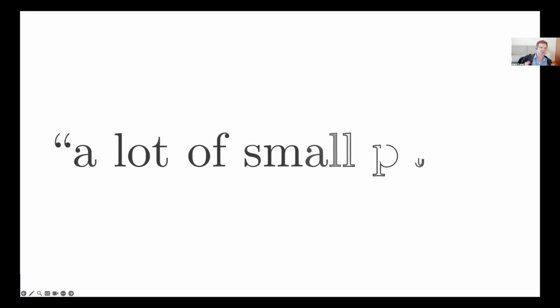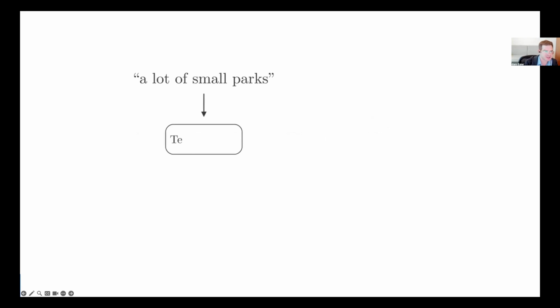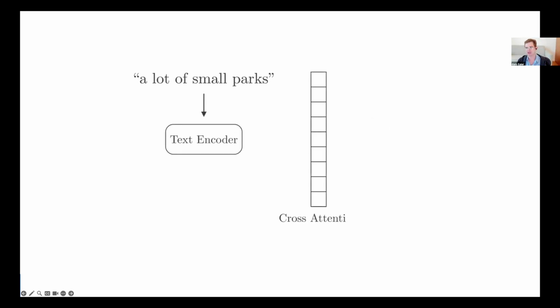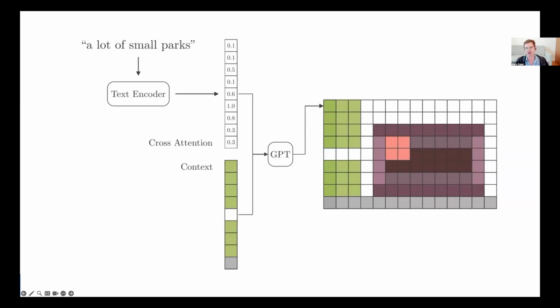So how concretely do we ask for something like a lot of small parks? Well, we're going to use something called cross-attention. That means we're going to take first a text encoder, another pre-trained model, to convert a phrase like a lot of small parks into a vector of numbers. This vector is then integrated into the model, so that when determining the probability of the next token, the model looks at both the previously generated tokens and then this numerical version of the prompt.